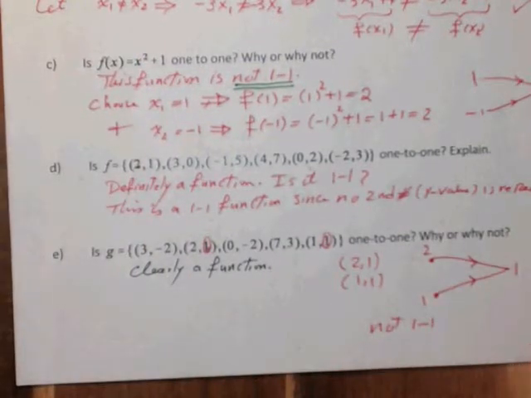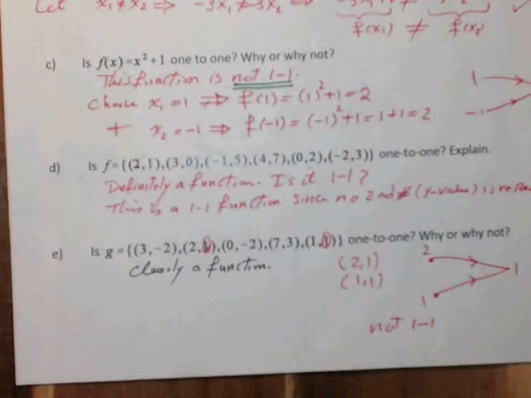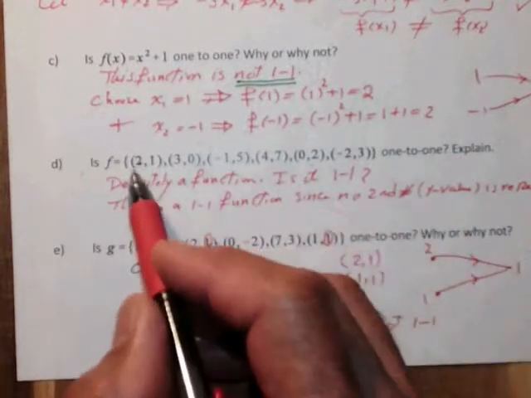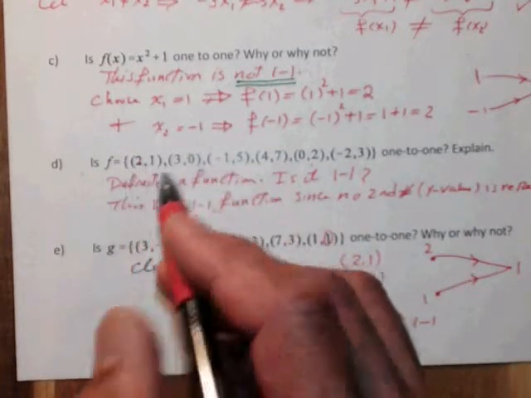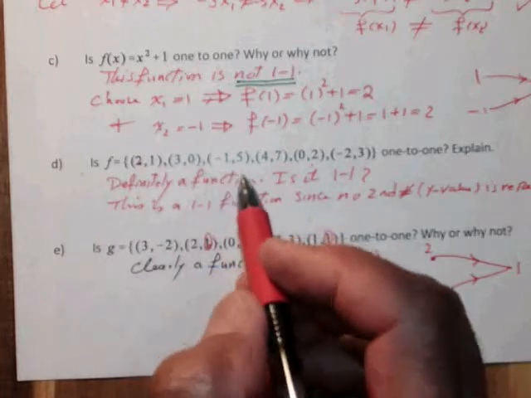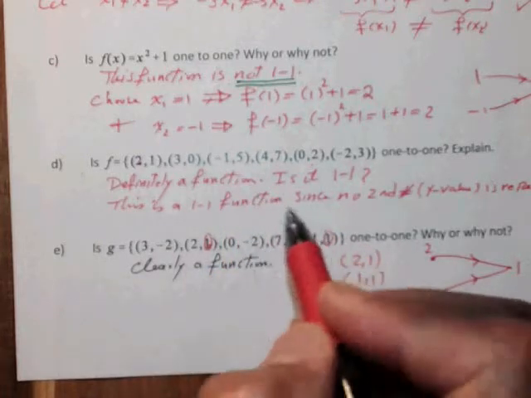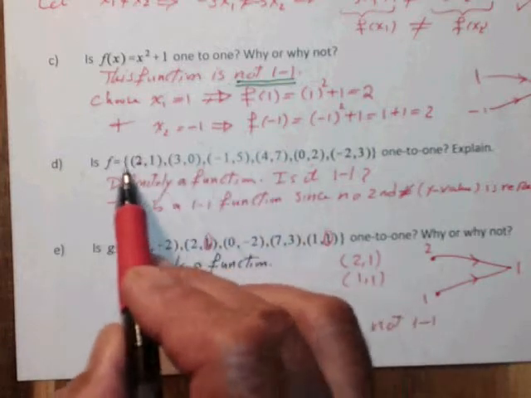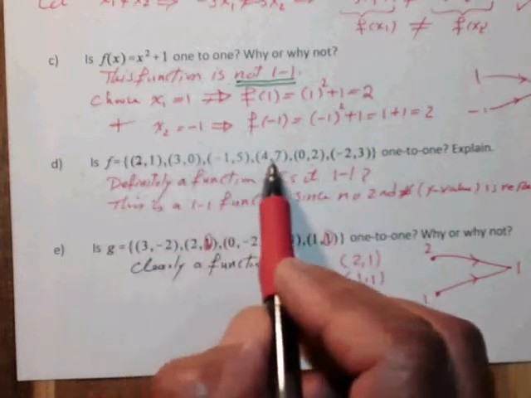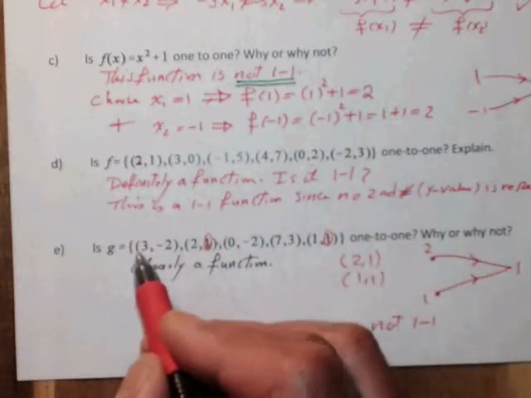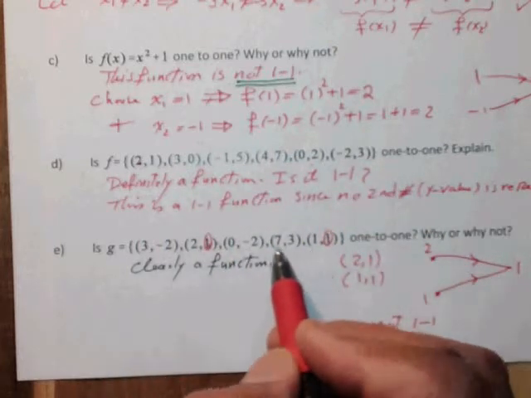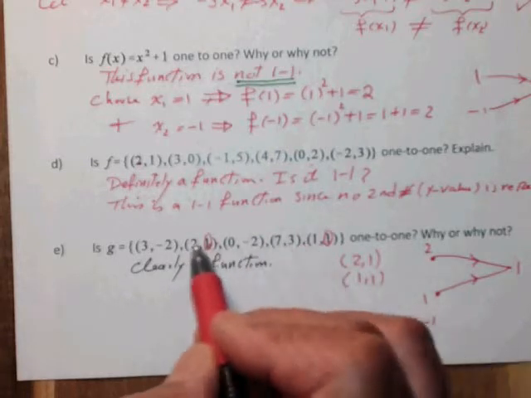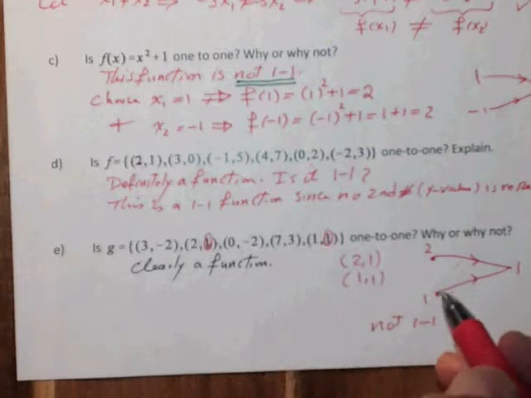So let's just say this one more time. For a relation to be a function, the first number must not be repeated. For a function to be a 1 to 1 function, the second number must not be repeated. Like here, the first number is not repeated, so it's a function. The second number is not repeated, so it's 1 to 1. Here, the first number is not repeated, a function, but the second number 1, you see, is repeated. That makes it not one-to-one.